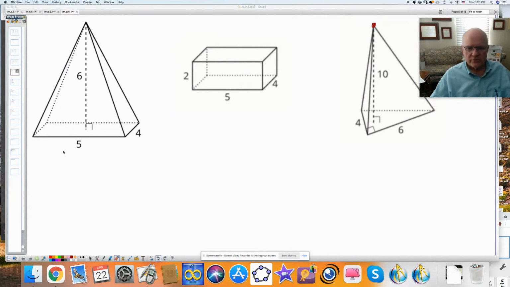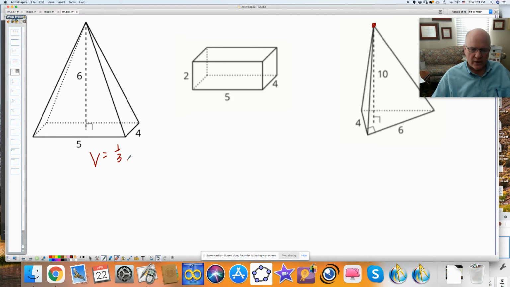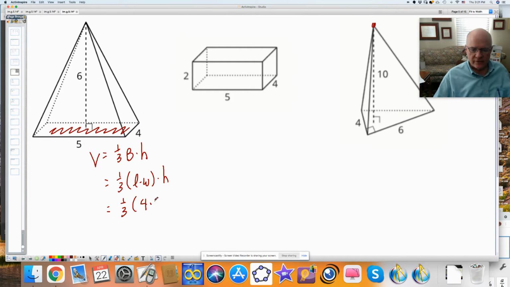So first of all, we start off with the formula. The formula for the volume of a pyramid is 1/3 the area of the base times the height. Now this base here is a rectangle. So it's 1/3 times the length times the width times the height. Now I'll substitute the values. So I have 1/3 times 4 times 5 times 6. 4 times 5 is 20. 6 divided by 3 is 2, so 2 times 20 is going to be 40. And you can put this in a calculator if you don't believe me that it's 40.